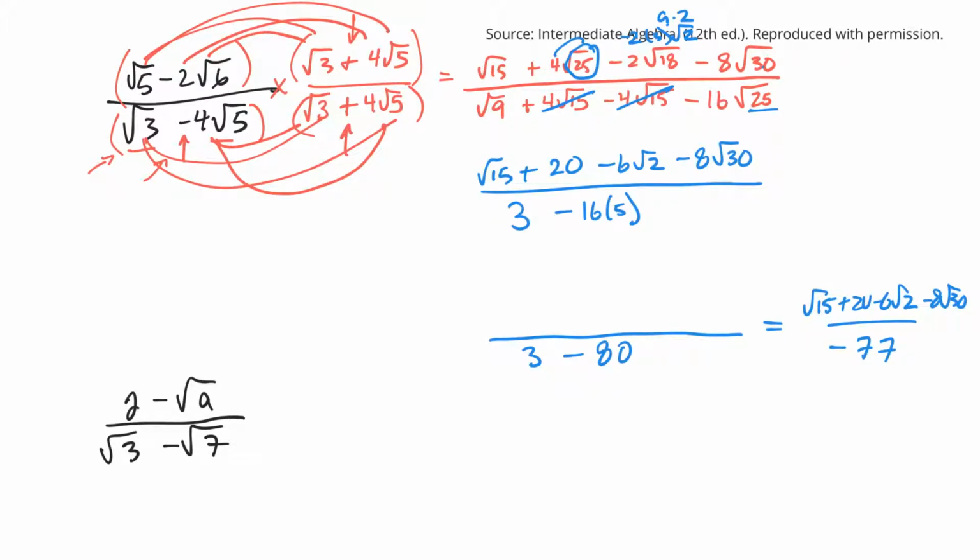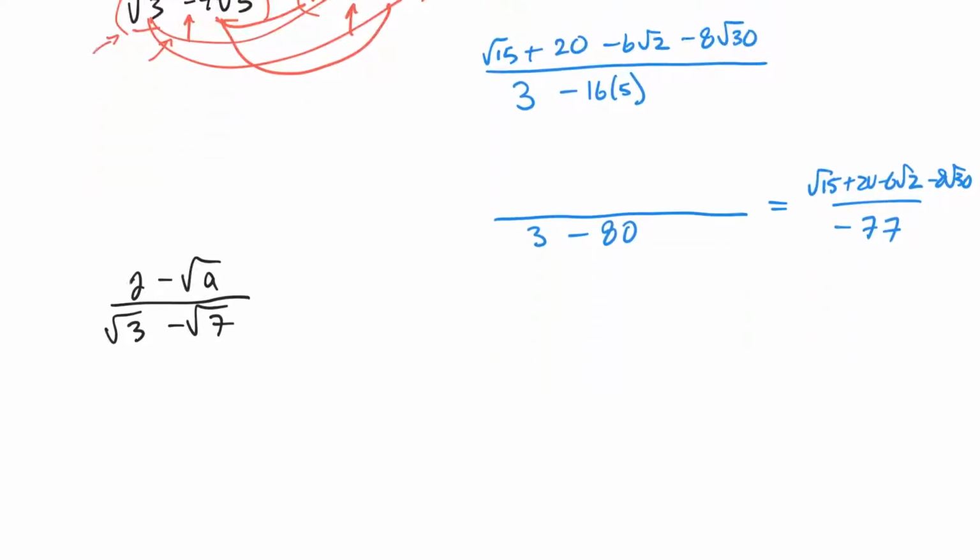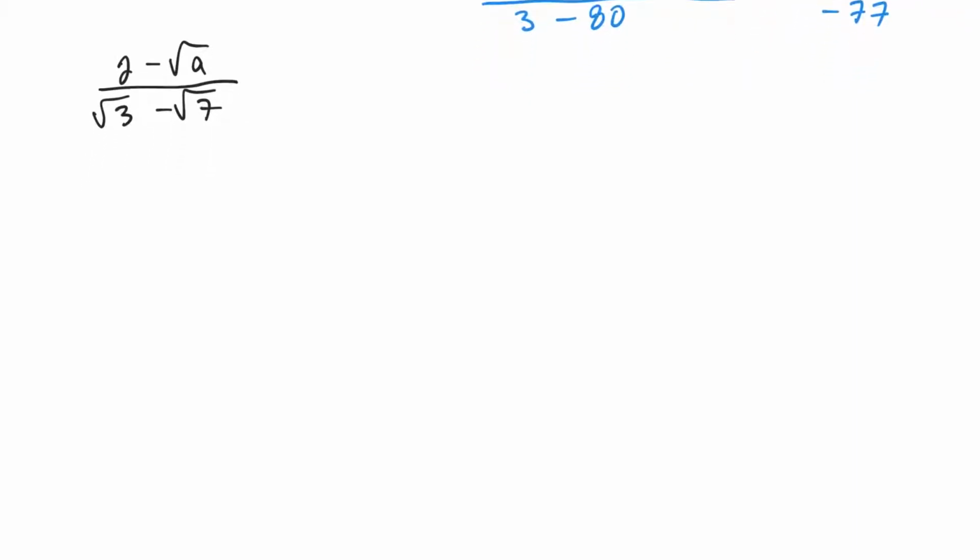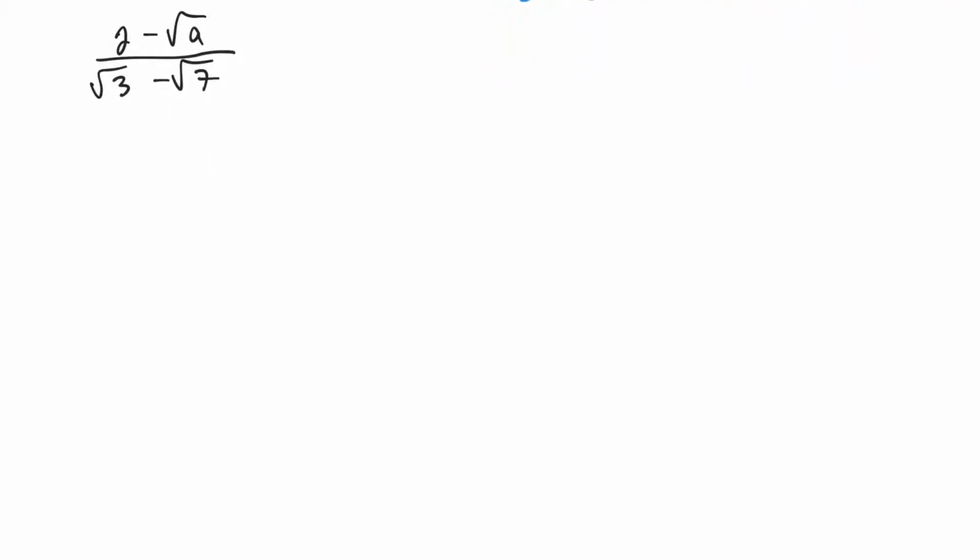Let's do another one, just because I'm having so much fun doing these. Okay, next one. I've got 2 minus root 9 all over root 3 minus root 7. So I'm going to multiply top and bottom by the conjugate of the bottom. So the conjugate is the same thing on the outside. I just have to change that sign from a minus to a plus. If I do that on the bottom, I do the identical thing on the top. And then it's a game of FOIL.